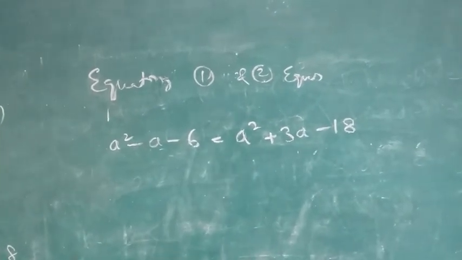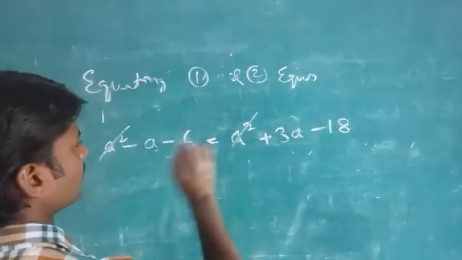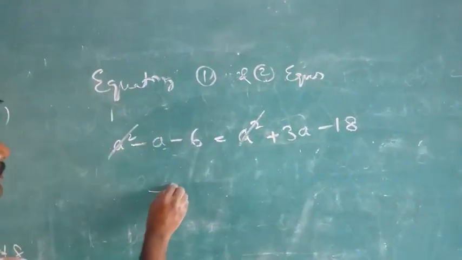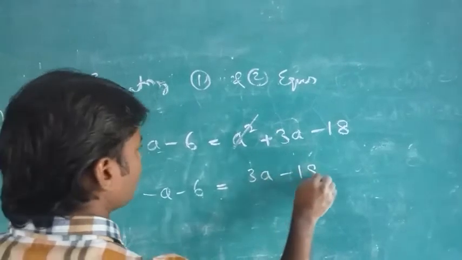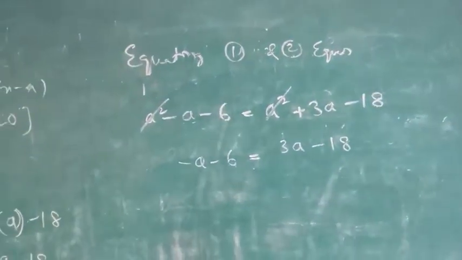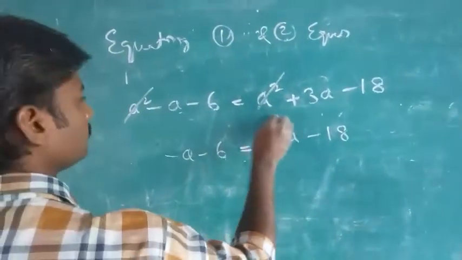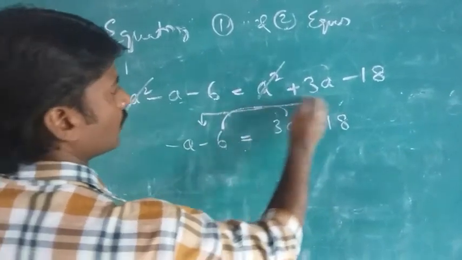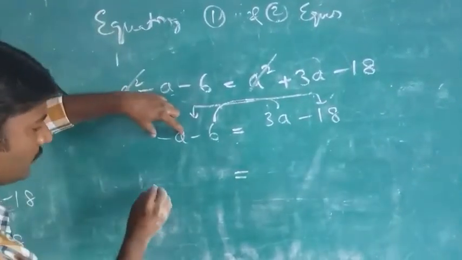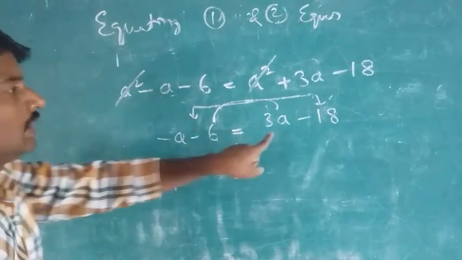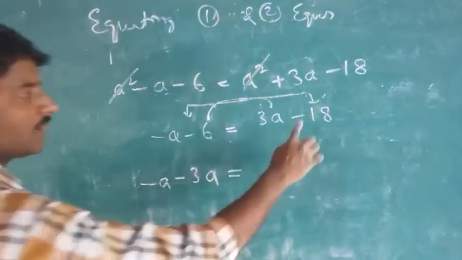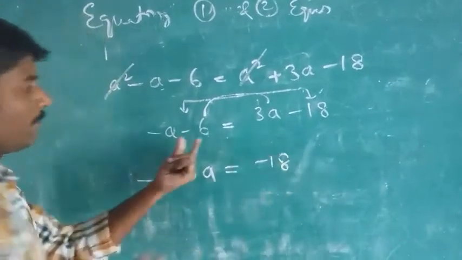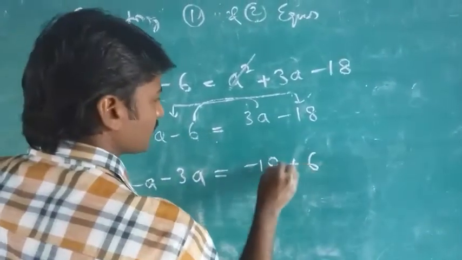We may get cancelled here. We can cancel them, or transpose and cancel. What remains? Minus a minus 6 is equal to 3a minus 18. Transpose a terms together and constants together. Carefully write down minus a as it is here, plus 3a (transpose minus 3a). Here minus 18 as it is, minus 6 transpose it, plus 6.